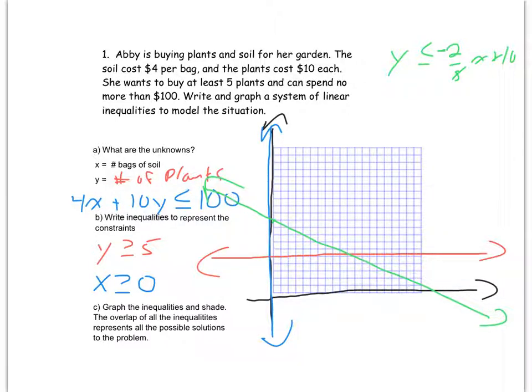Okay, and that's actually going to be shaded below this green line. So our region of possibilities is going to be bigger than y is 5, bigger than this red line going up, to the right of x equals 0, the blue line, and less than this green line. The region that meets all the criteria is this section right here in yellow, this little triangle. So any ordered pair in that triangle is the number of bags of dirt and flowers, plants, that Abby can buy.